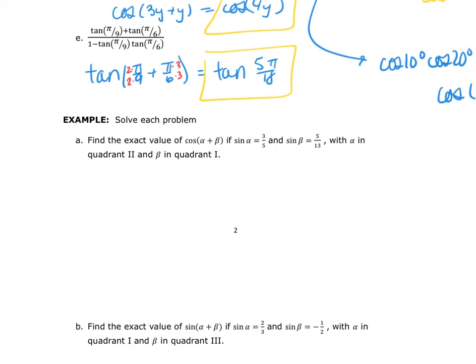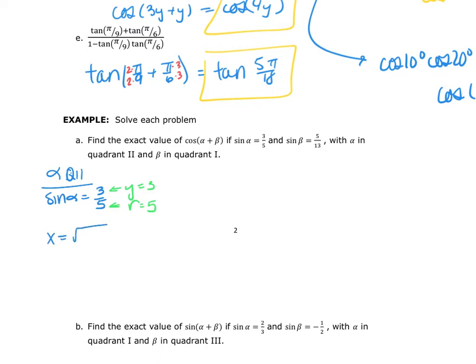All right. Now they're asking us to find the exact values knowing this information. So they're giving us alpha and beta and the quadrants they lie in. So I'm going to start over here. I'm going to deal with alpha. Alpha is in quadrant 2, so Q2. And my sine of alpha is equal to 3 over 5. That tells me y is 3, r is 5, and so I'll be chasing x.